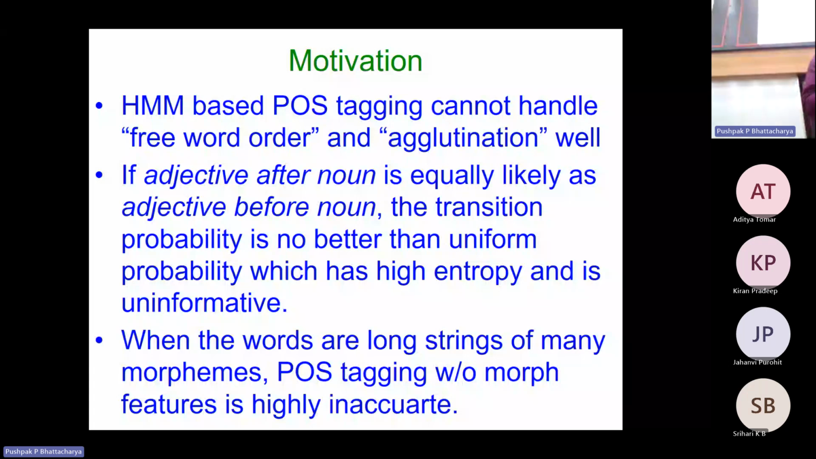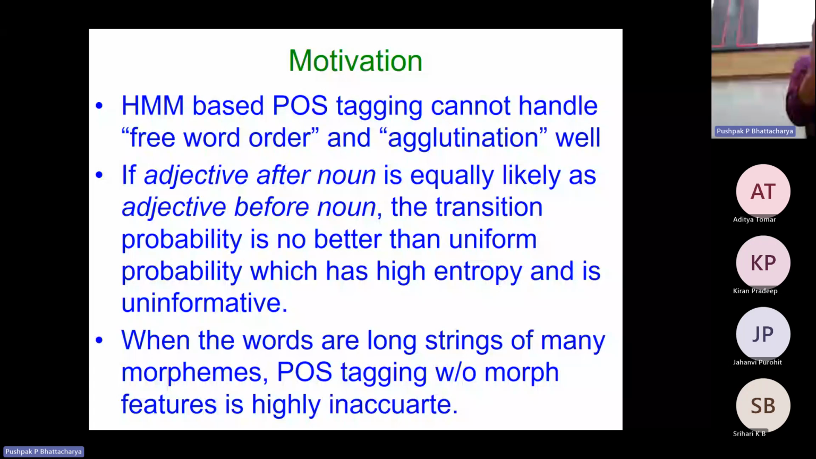I'll give some example. If adjective after noun is equally likely as adjective before noun, the transition probability is no better than uniform probability, which has high entropy and is uninformative. So if you consider free word order languages, where the words can move around, Ram ne Sham ko dekha is equally good with Sham ko Ram ne dekha. You can get the meaning from this, and that is because of the suffixes ko and ne. They tell us very clearly who is seeing whom.